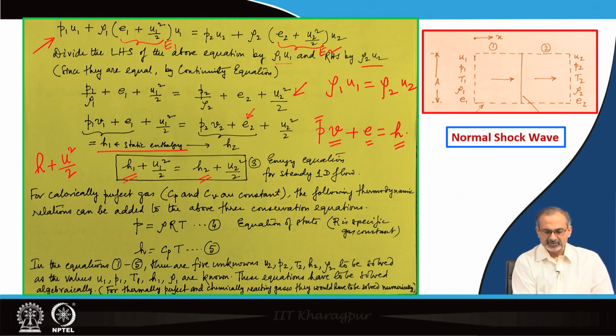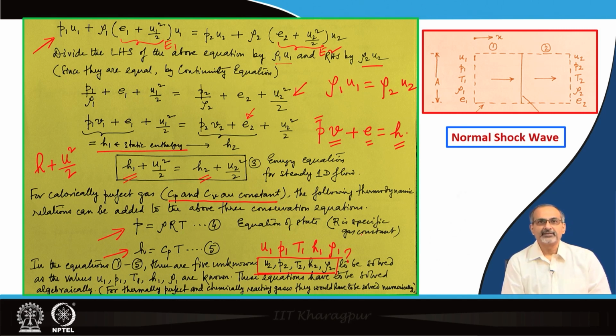For calorically perfect gas, that means where Cp and Cv are constant, the following thermodynamic relations can be added to the above three conservation equations. What are they? You have P equal to rho RT, which is the equation of state, where R of course is specific gas constant, and H is equal to Cp times T. You will then find that you now have 5 equations for the 5 unknowns respectively: U2, P2, T2, H2 and rho 2. So, we said that given the values U1, P1, T1, H1 and rho 1, how are we going to calculate these values? So, we have now answered that question in the sense that we have come up with 5 supporting equations which can help us in that direction. And if you algebraically solve these equations, you should be able to get the answer.